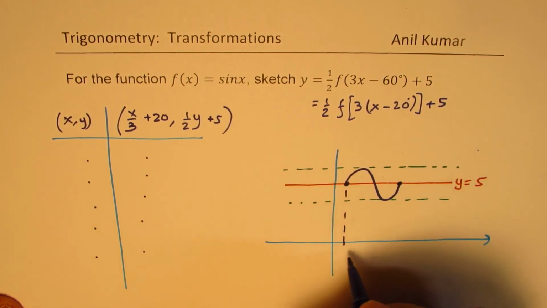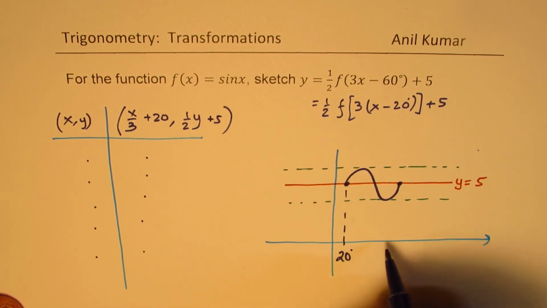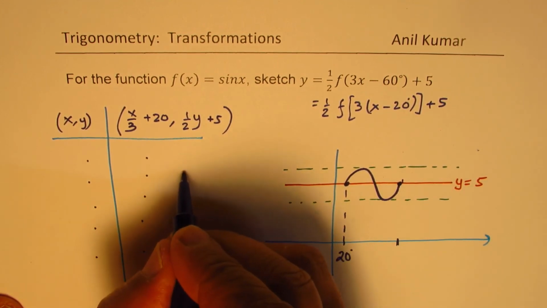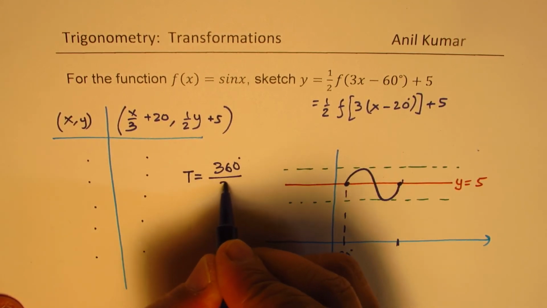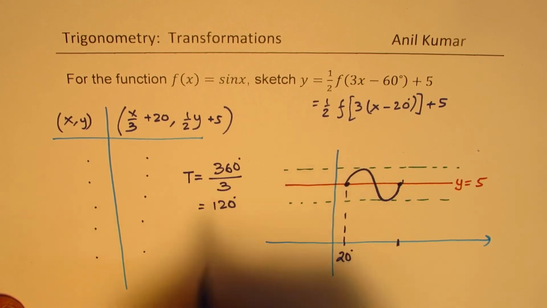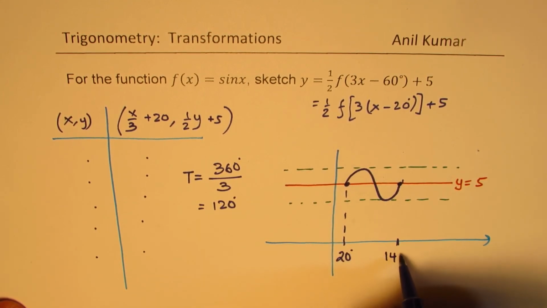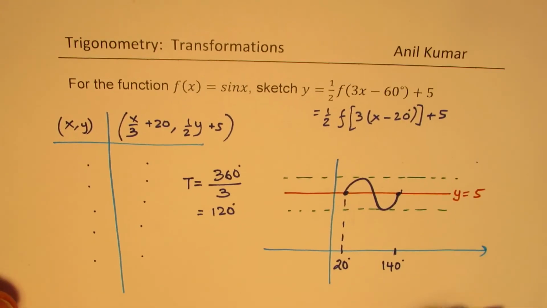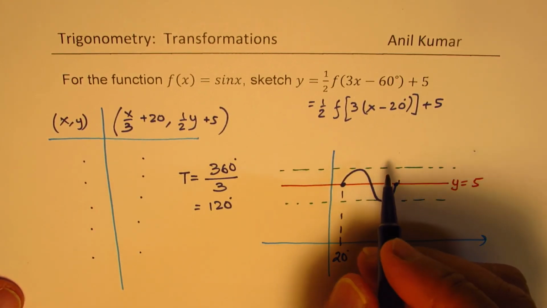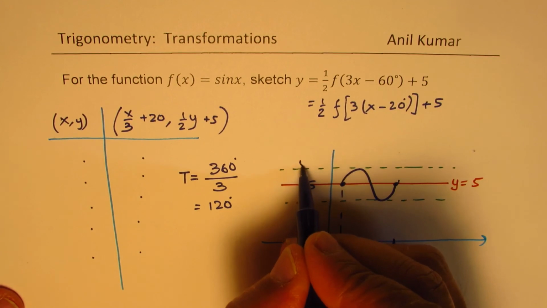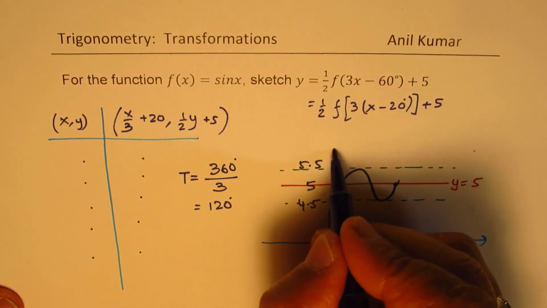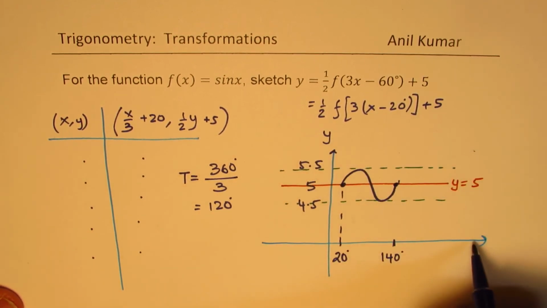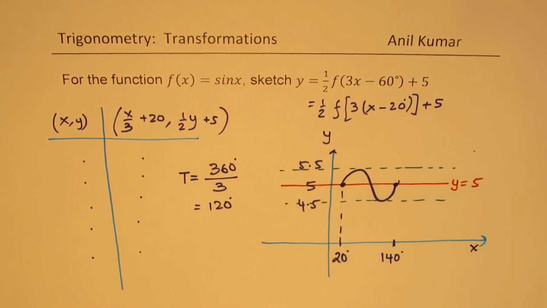So this point here will definitely be 20 degrees, and the time period here will be what? Let me write down a few values. Time period will be 360 degrees divided by 3, which is 120 degrees. So if I add 120 degrees here, we get 140 degrees, correct? Maximum and minimum values will be, this is 5, and this will be 5.5 and that will be 4.5. Do you get the idea, right? So that is going to be our function, as you can see. Now I think the answer is absolutely clear.